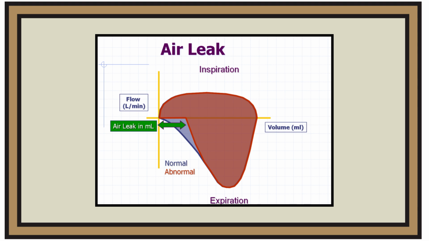Ideally, expired volume should be equal to the inspired volume. With air leak, however, expired volume is less than inspired volume. This is commonly observed in situations such as leak around the endotracheal tube and circuit leak. A leak can be identified from a flow volume loop when the volume does not return to the zero volume level.